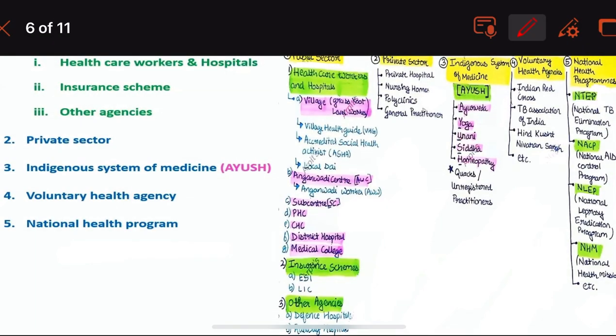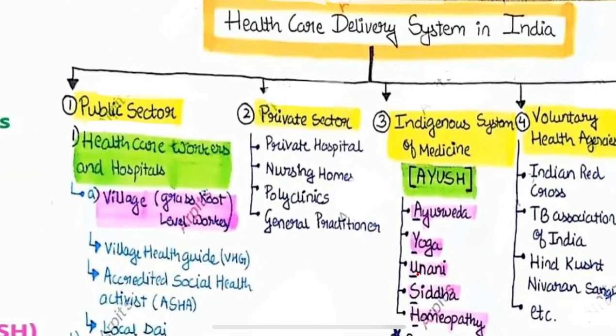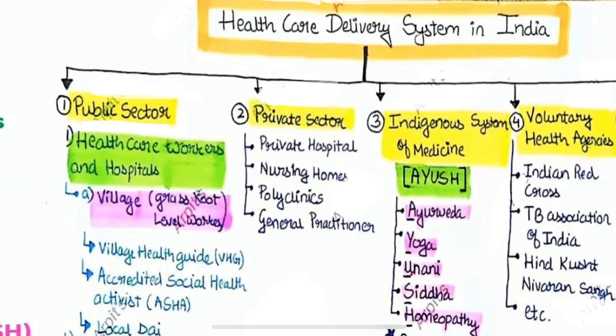Next, we have the private sector. Private sectors include private hospitals, clinics, nursing homes, polyclinics, general practitioners, general private practitioners. So the private sectors include private hospitals, private polyclinics, nursing homes, general practitioners.